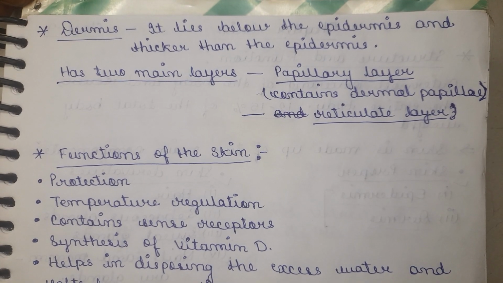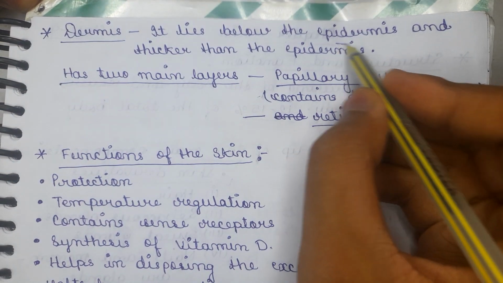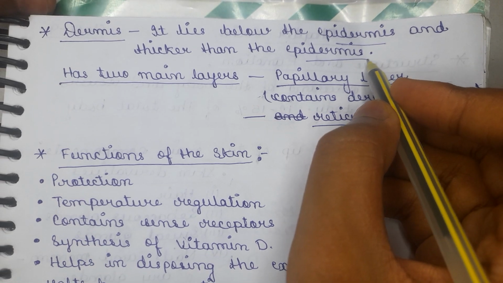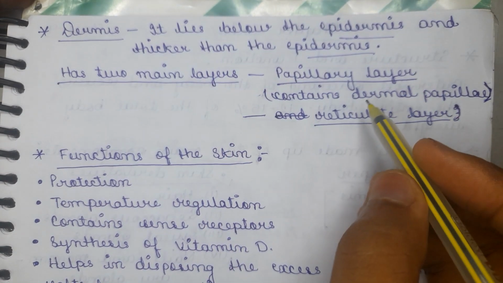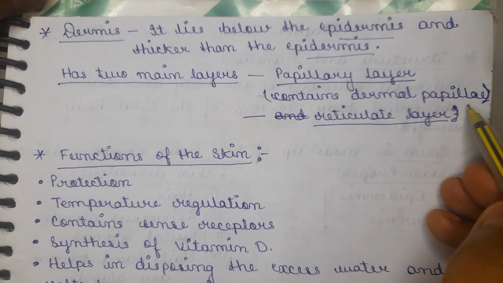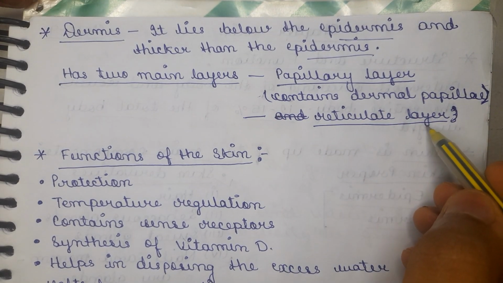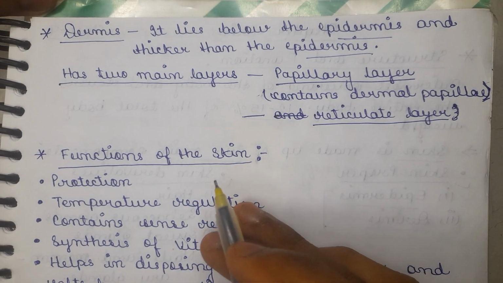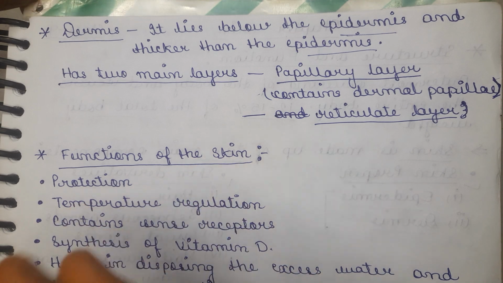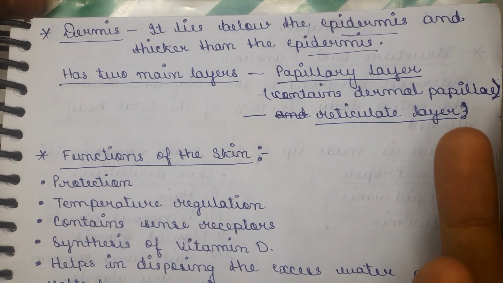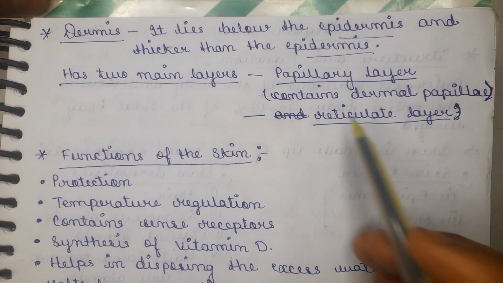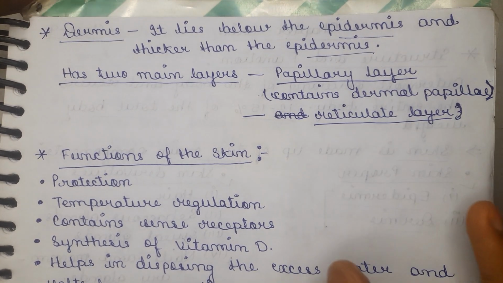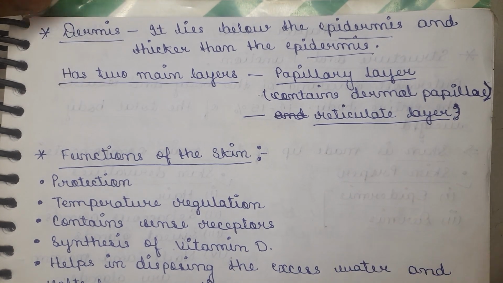Now the second part, that is the dermis. So the dermis lies below the epidermis and it is thicker than the epidermis. It has two main layers, the papillary layer that contains the dermal papilla, and the second one, the reticulate layer. As we have seen, in the epidermis there are stratified epithelial tissues. But the reticulate layer consists of elastic connective tissues that are connected with the blood vessels, sweat glands, oil glands, and some hair follicles.